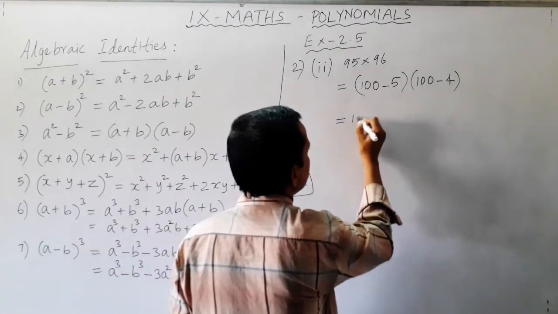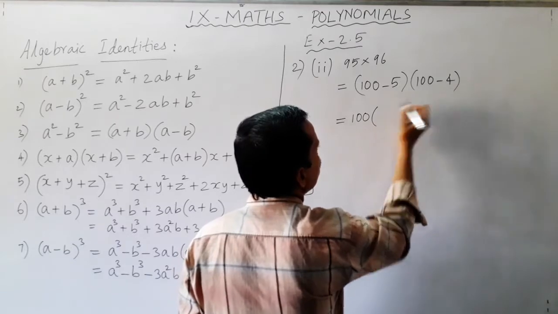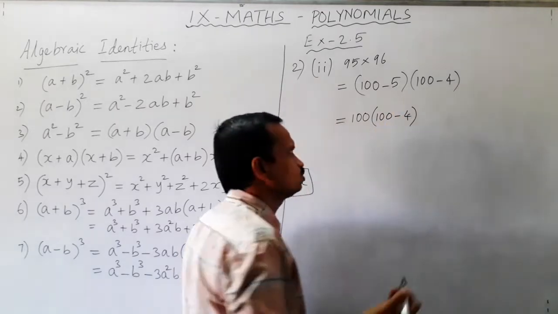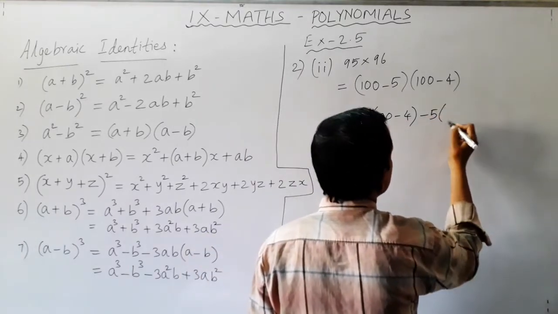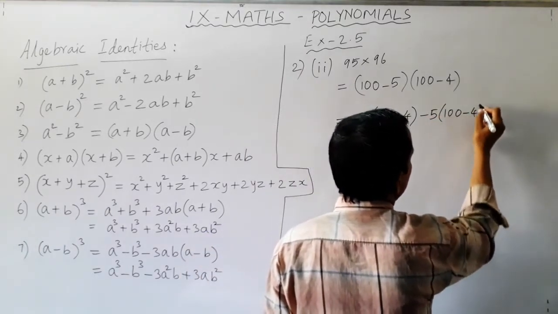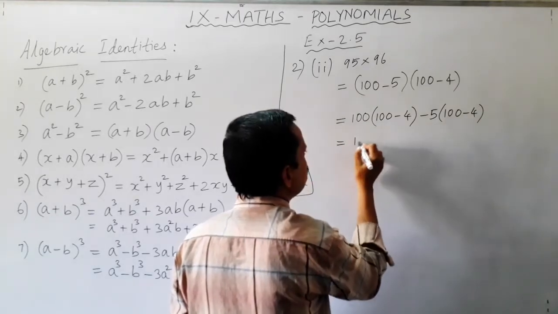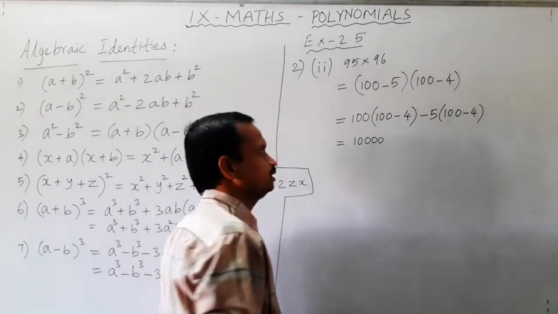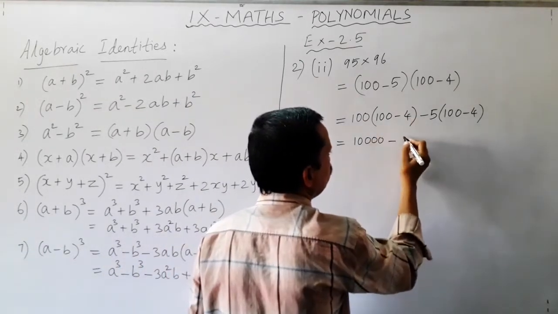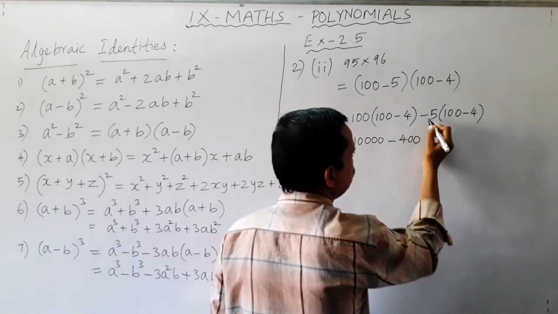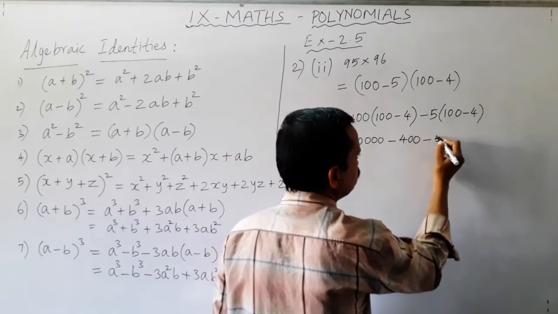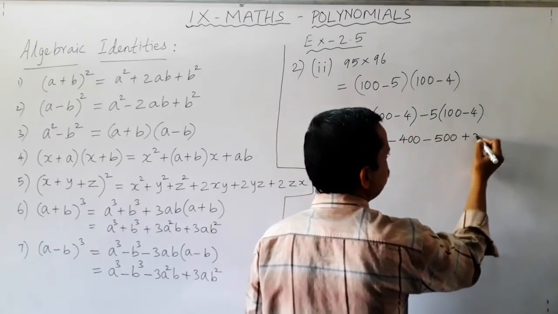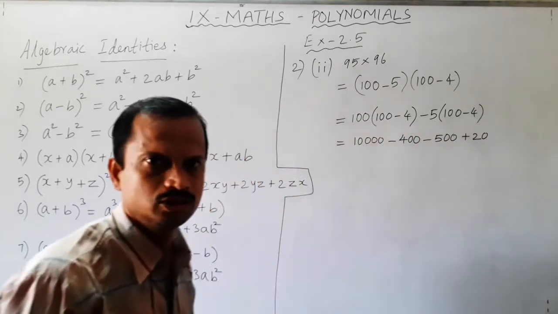So 100 into this, you can put 100 minus 4, and then you see minus 5 is there, so directly we can put minus 5 into 100 minus 4. So this is nothing but, what? 10,000. 100 into 100 minus 100 into 4, 400, and then minus 5 into 100 minus 500, and then minus into minus plus 5 into 4, 20. Is it clear to you?